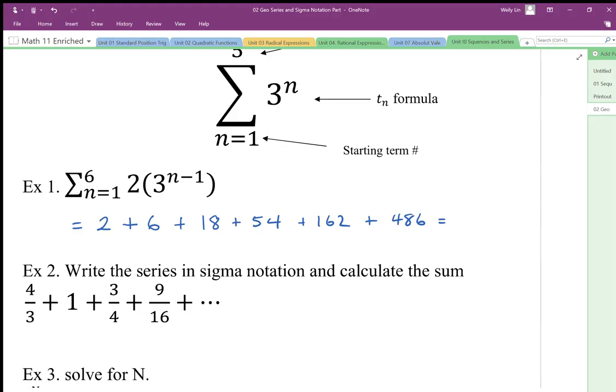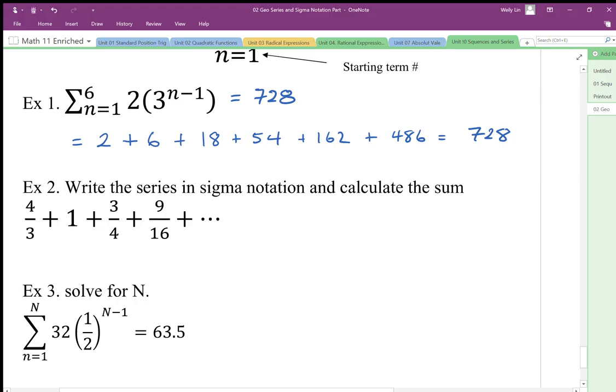So getting my calculator out here, 2 plus 6 plus 18 plus 54 plus 162 plus 486 equals 728 as the sum. So the sum of the first 6 terms, term number 1 to 6, is equal to 728. So we could do it term by term, and sometimes we have to do it term by term. But sometimes, in the case of an arithmetic series or a geometric series, we can take a shortcut and use a formula if we like.